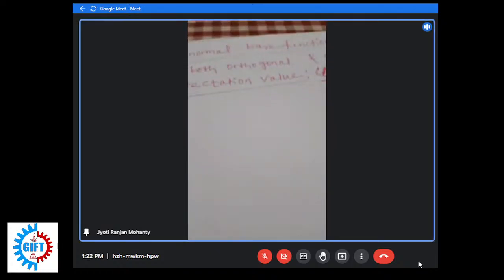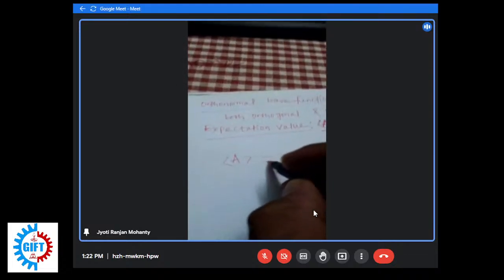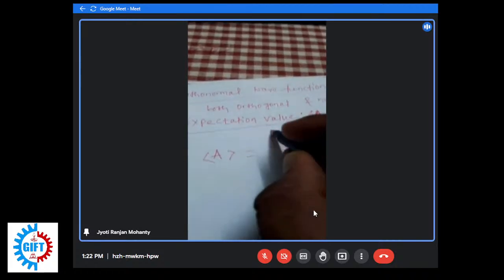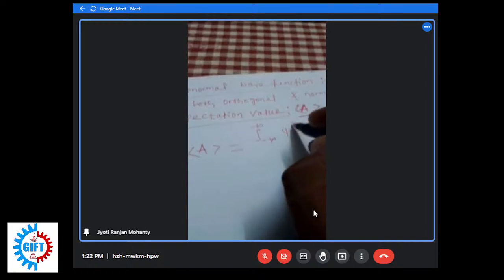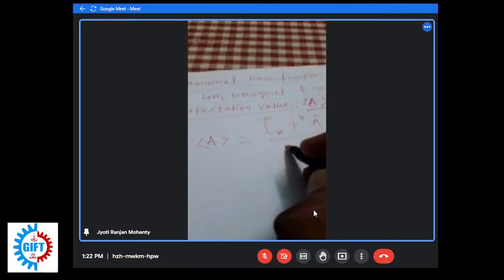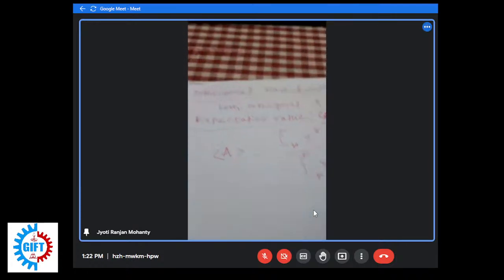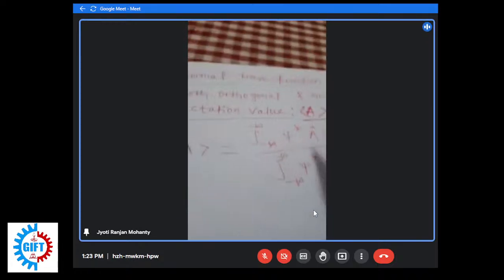The average value of all measured physical quantities, that means we have to find the average value. That average value is termed the expectation value. If A is a physical quantity, the expectation value, look here, the formula is the integral from minus infinity to plus infinity of psi star A cap psi into dV, divided by the integral of psi star psi into dV. So this is the formula for expectation value.